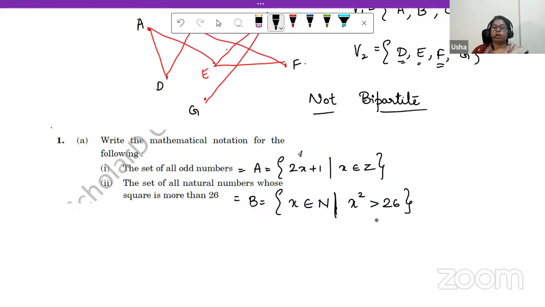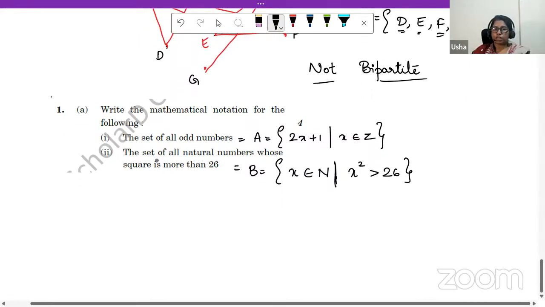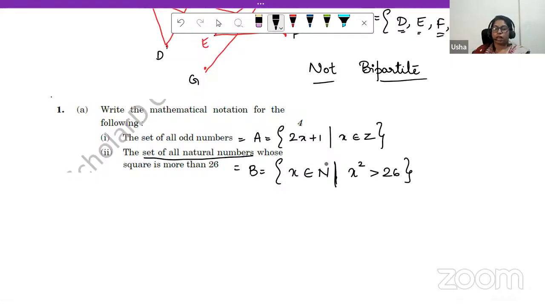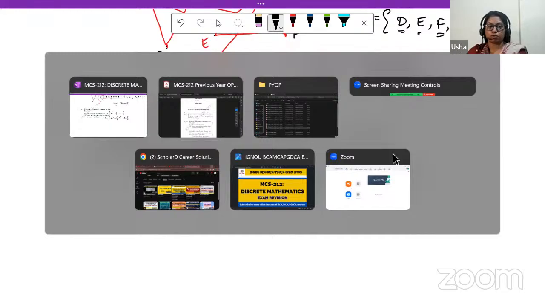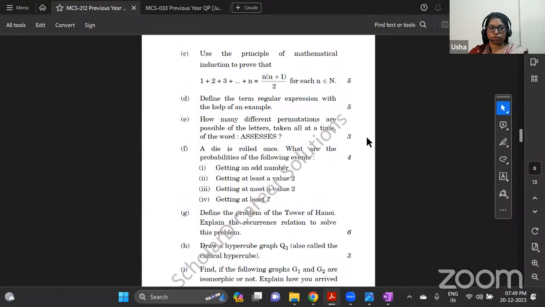Understood the mathematical notation? Set of all natural numbers, so you should write x that belongs to natural numbers. And what is the condition? Its square should be more than 26. So x square should be more than 26. This is how you write it mathematically. 2 marks for each of these. No need of explanation. You are just supposed to write the notation.